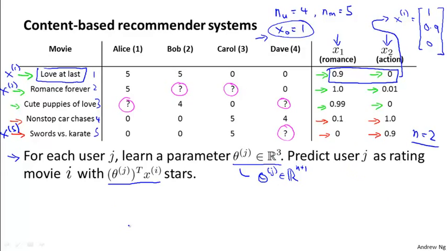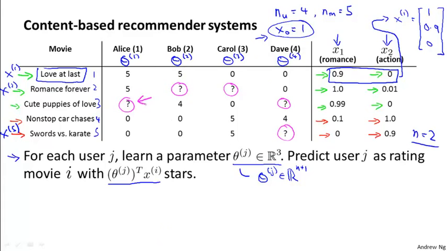So let's take a specific example. Let's take user 1. That would be Alice, and associated with Alice would be some parameter vector theta^(1). And our second user, Bob, will be associated with a different parameter vector theta^(2). Carol will be associated with a different parameter vector theta^(3), and Dave a different parameter vector theta^(4).